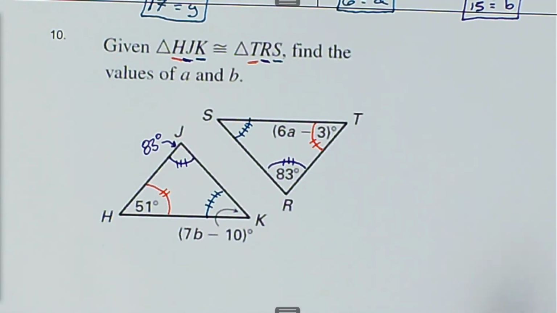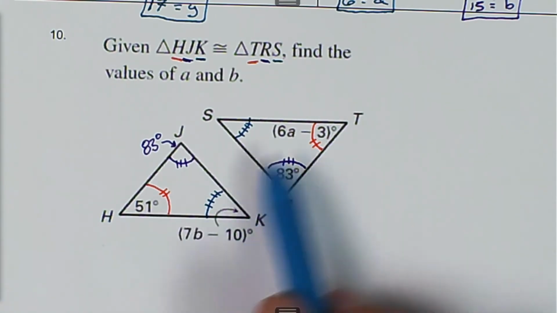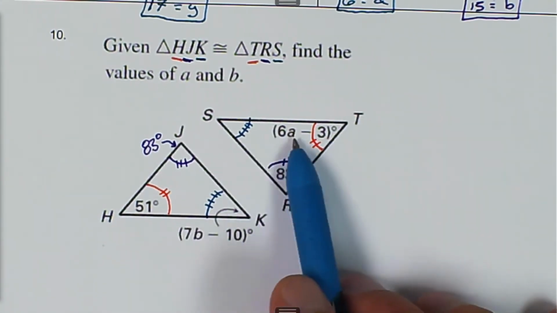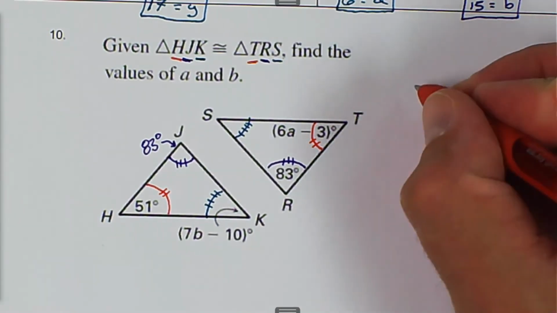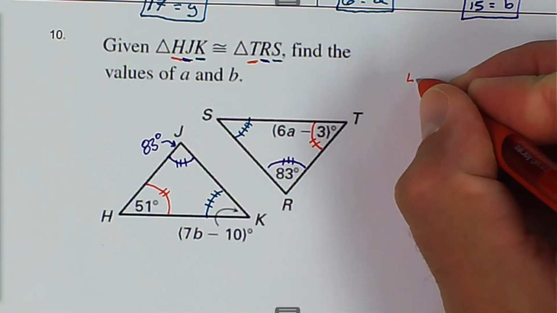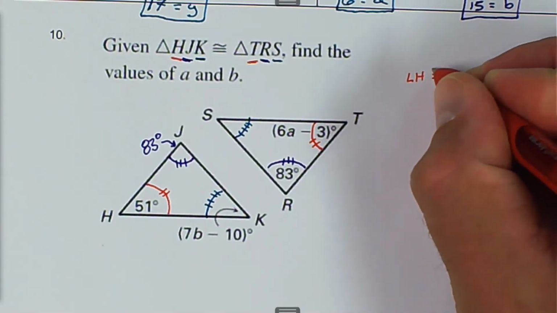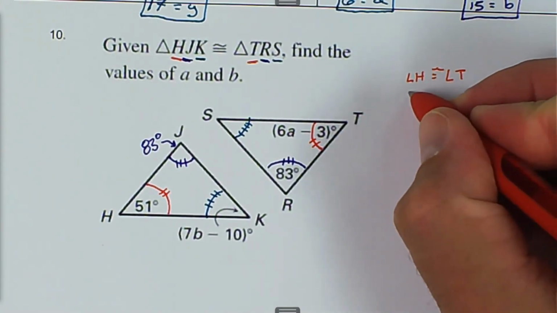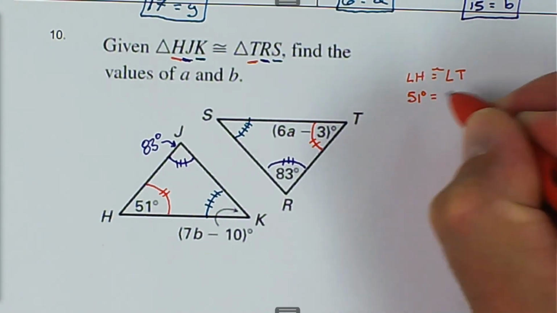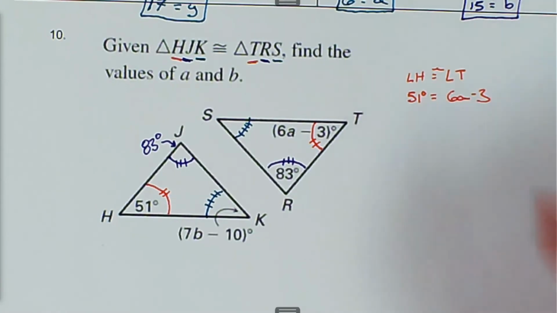So we can look and see what we know. And right here we see that H is congruent to angle T, so we can figure out what the value of A is. So we know that angle H is congruent to angle T. So 51 degrees is equal to 6A minus 3.